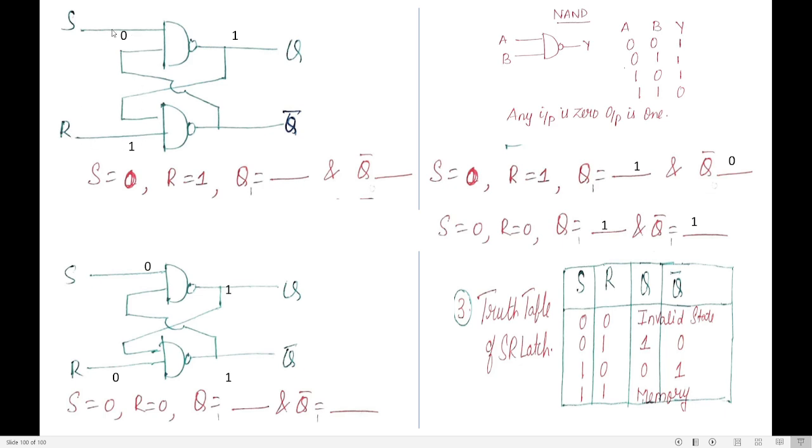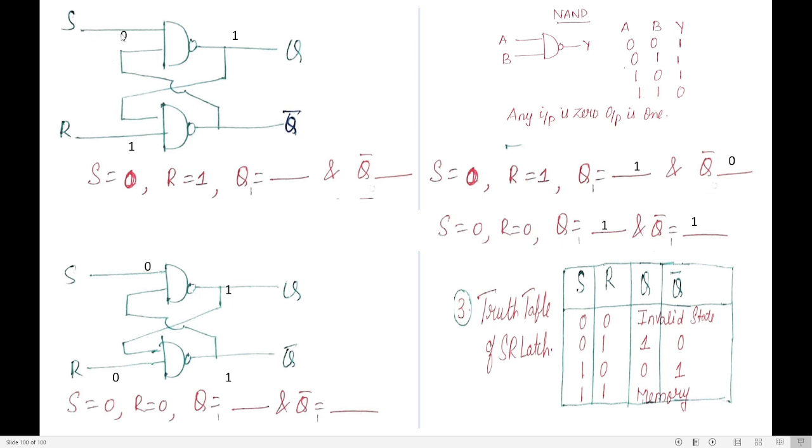I know when any one of the inputs is 0, what do I need to make? My output is predicted to be what? 1. So my Q becomes 1. So that 1, if I bring it down and feed it here, this gate will have 1 and 1. What is 1 and 1? 1 and 1 is 0. My Q bar will become 0. Have I written that 0? When S is 0, R is 1, my Q is 1, Q bar is 0.